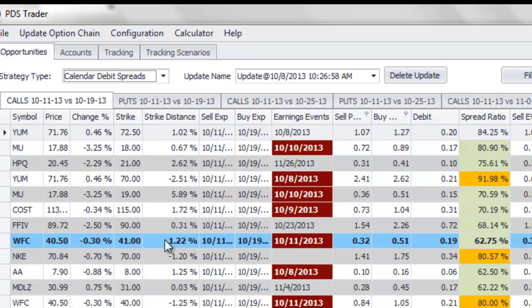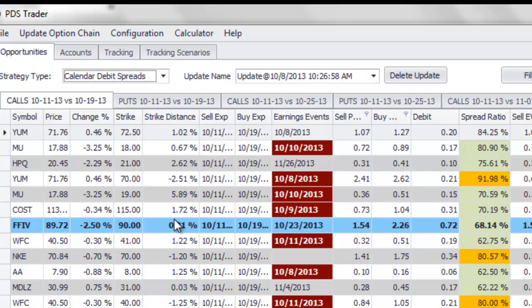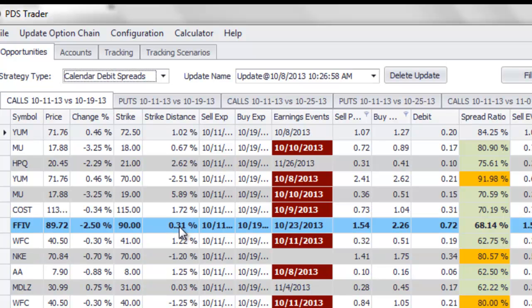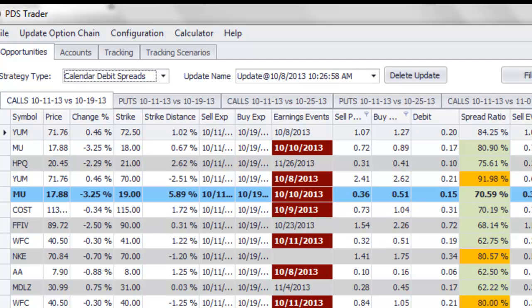So we want to be a little more careful in trading only the debit calendar spreads that don't have an earnings event coming up. Now that's not an absolute. There are some good opportunities with earnings events, but if you're just starting, stay away from the earnings events. Track the ones you can track.